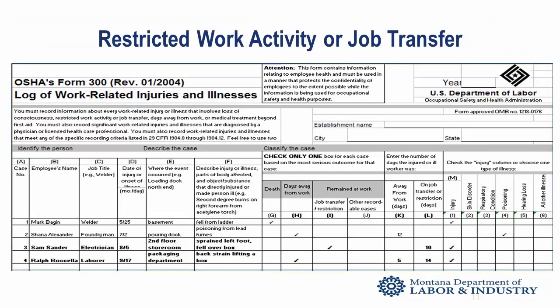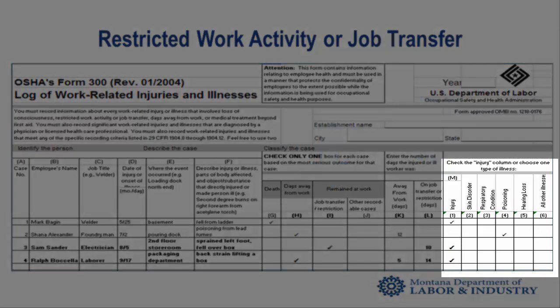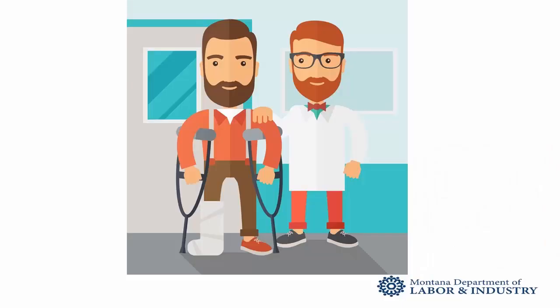For cases that involve restricted work activity or job transfer, you must place a check mark in column I on the OSHA Form 300 and enter the number of calendar days the employee was restricted in column L. You count the days in the same manner as counting days away from work. Then note in column M whether the case involves an injury or an illness. An employee is considered restricted if he or she is unable to work a full shift or is unable to perform all of the work activities he or she would be expected to do at least once during a week.